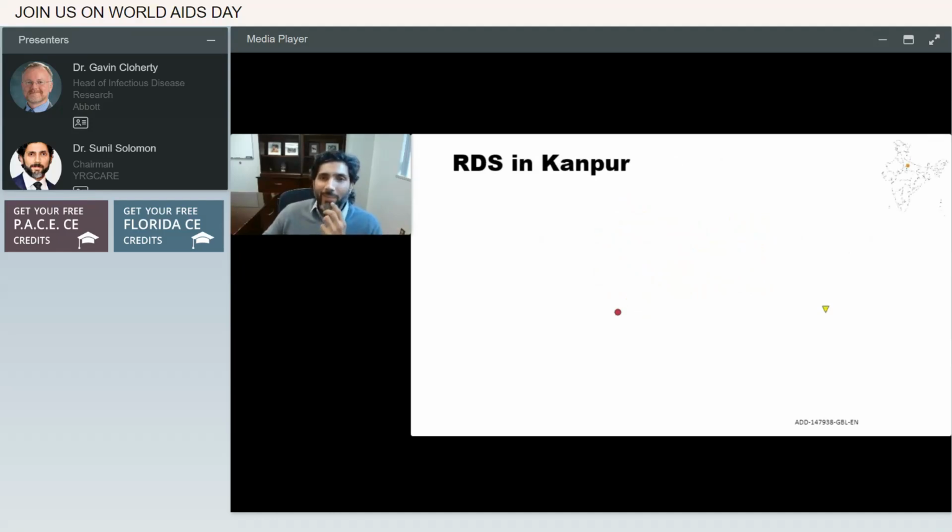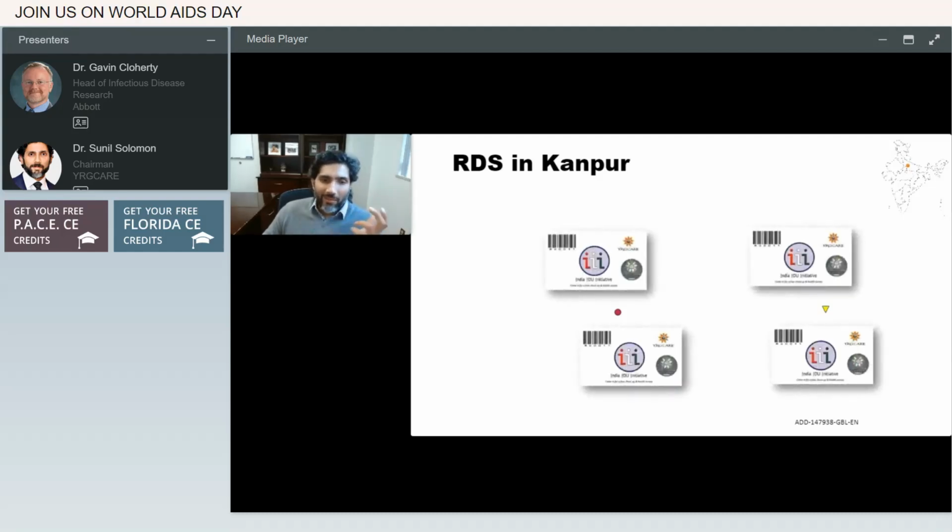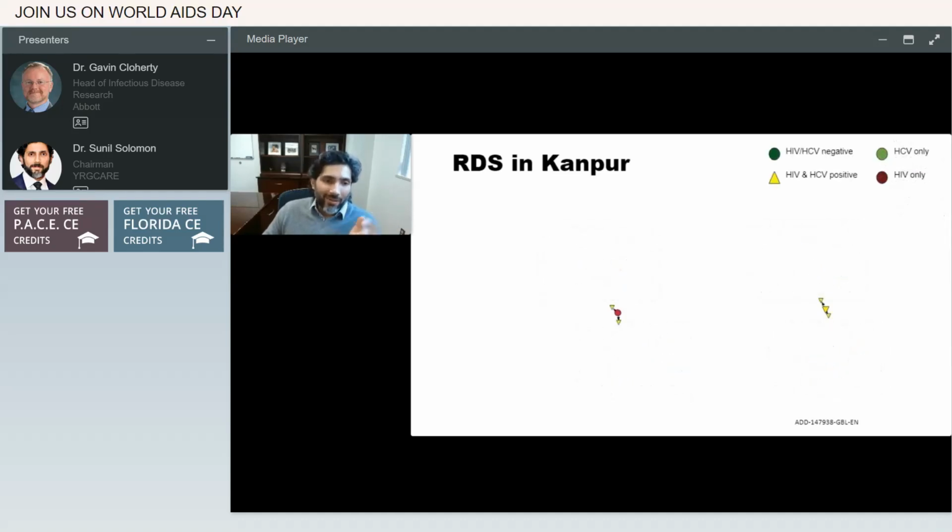In this case, we were working with people who inject drugs in the city of Kanpur. We give them two coupons and say, go out, give it to any other two people who inject drugs in Kanpur, have them come in. If they come in, you'll get an incentive of 50 rupees, which is less than $1, if they complete all their study procedures. So they go out, give it to two people who come in, and you repeat the process with them. So the two becomes four, and then in that gradual process, people start referring each other into the program by themselves.